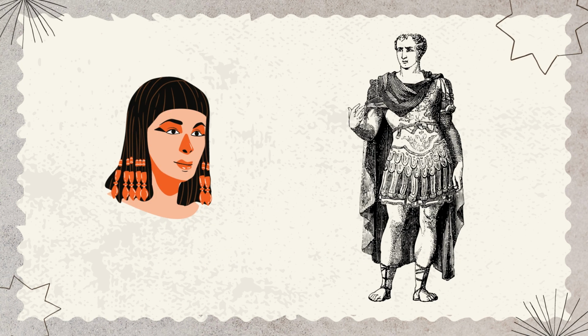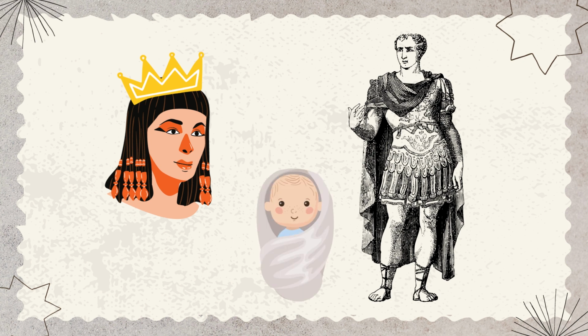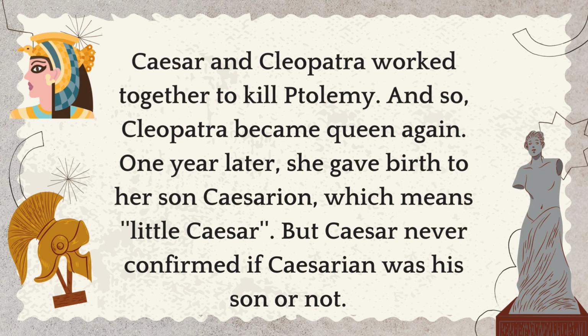Caesar and Cleopatra worked together to kill Ptolemy, and so Cleopatra became queen again. 1 year later, she gave birth to her son, Caesarion, which means Little Caesar. But Caesar never confirmed if Caesarion was his son or not. Pause the video and see if you can find all the verbs in simple past, regular and irregular. And possessive pronouns? Can you see any possessive pronouns?